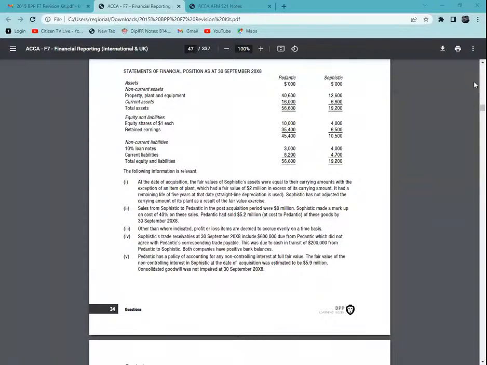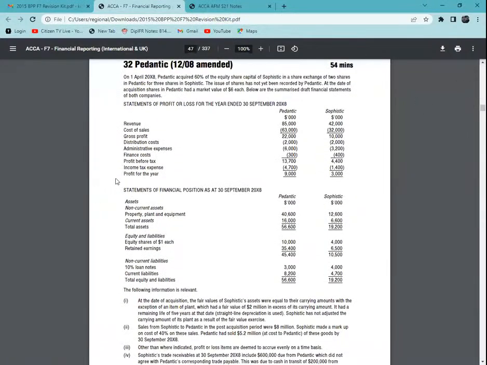The income statement up here, you'll be able to see the profit for the year. Is there somebody who is able to see the profit after tax? Profit for the year, yeah? Look for the subsidiary's profit for the year.